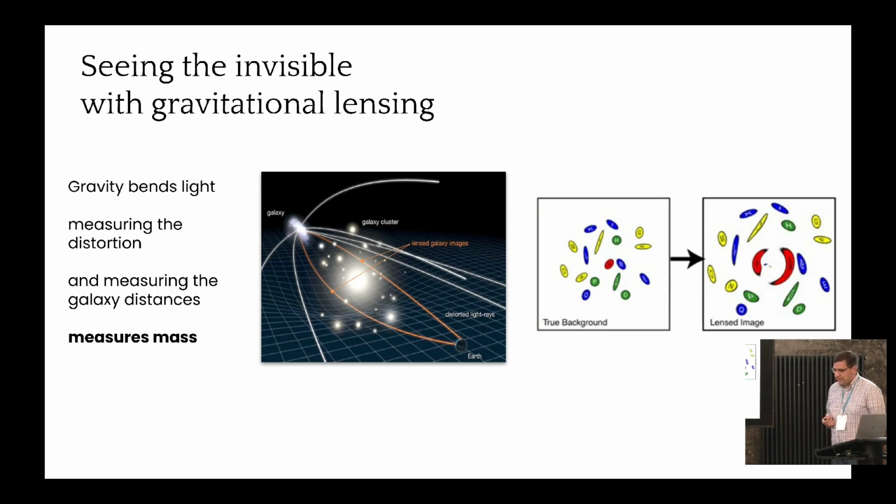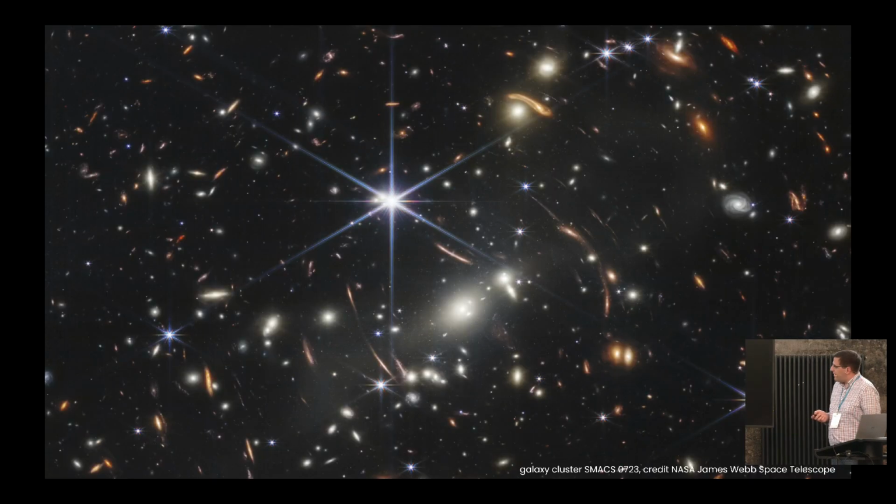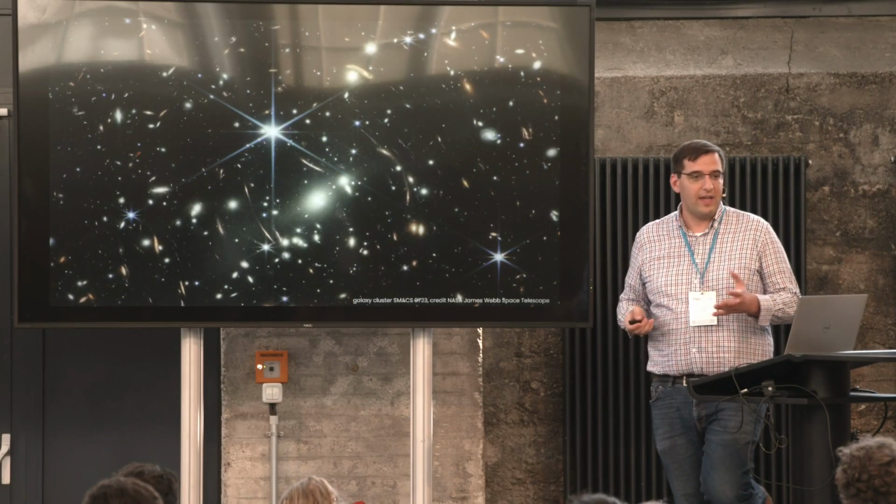So we use these objects. They're actually quite figuratively called galaxy clusters. They are the most massive structures which will ever exist in the universe. And that's a very bold statement to say ever exist. How can we say that?